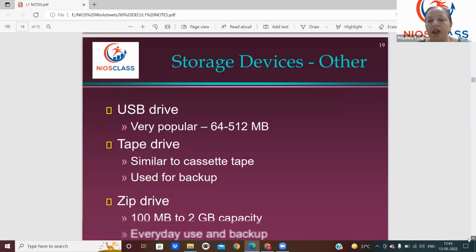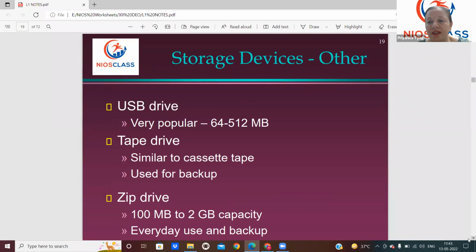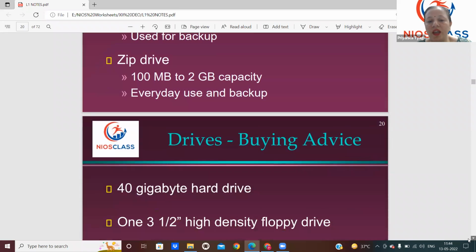Okay. Now here you can see other storage devices. There is the USB drive, very popular, right? Minimum capacity is 64 MB, maximum 512. Tape drive is also like cassette tapes. They are also a resource to take backup of the data. Zip drive: minimum capacity is 100 MB, maximum capacity is 2 GB. Everyday use and backup. Okay.